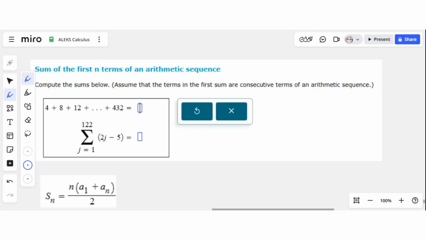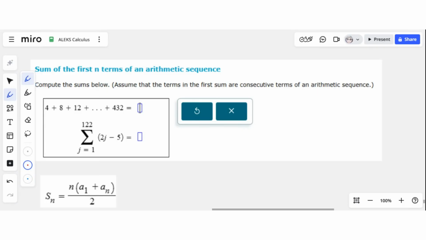In these problems, we are summing terms in a sequence. So if you look at this top one here, it says 4 plus 8 plus 12 plus dot, dot, dot, all the way up to 432. So this is a sequence of numbers from 4 to 432, and we're supposed to add them all together and figure out how much that equals.